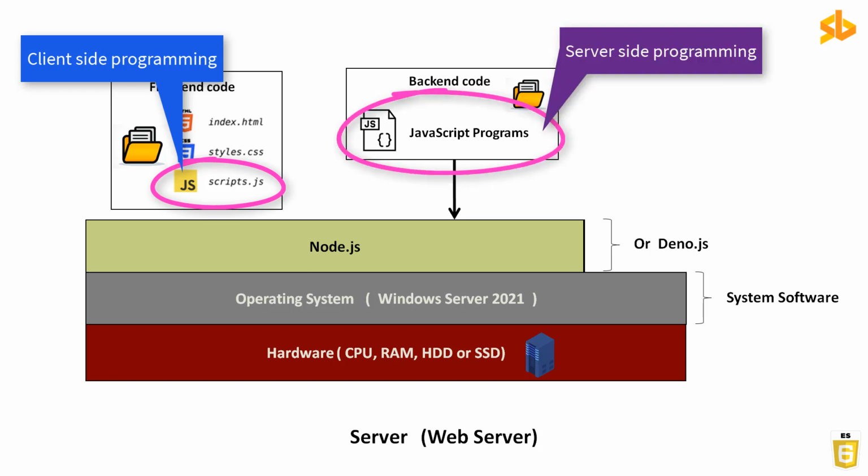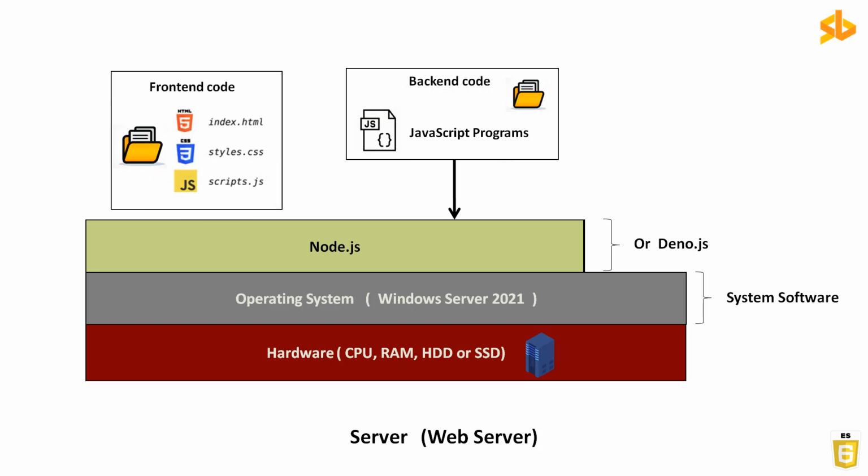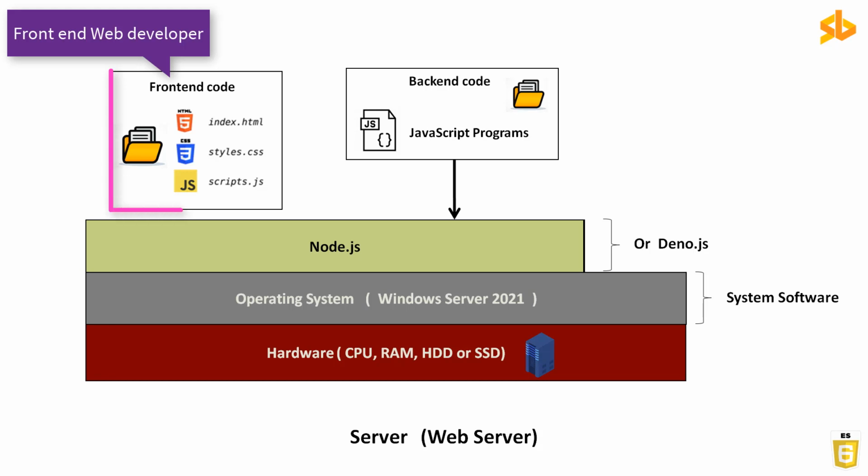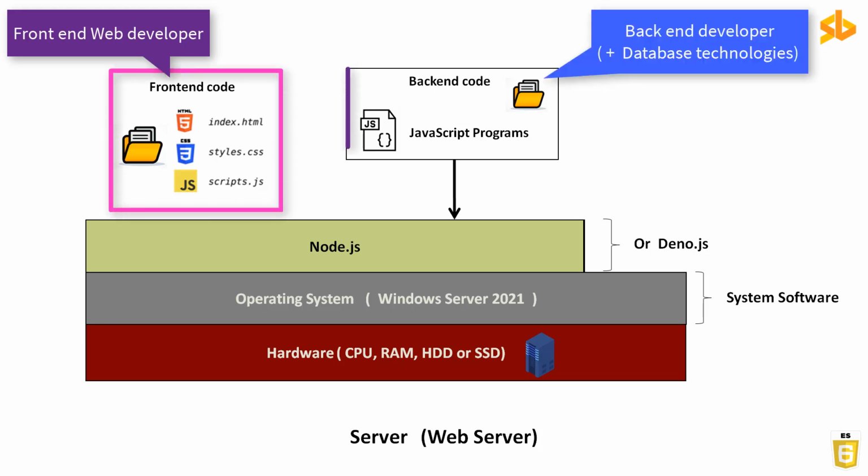A person who can write just front-end code is a front-end web developer. A front-end developer should know HTML, CSS and JavaScript. And one who can just write back-end code using JavaScript is a back-end developer. And one who can do both is a full-stack developer. Of course, a full-stack developer today is supposed to know deployment strategies as well. We will dive deeper into these things later, where you'll understand what they really are.